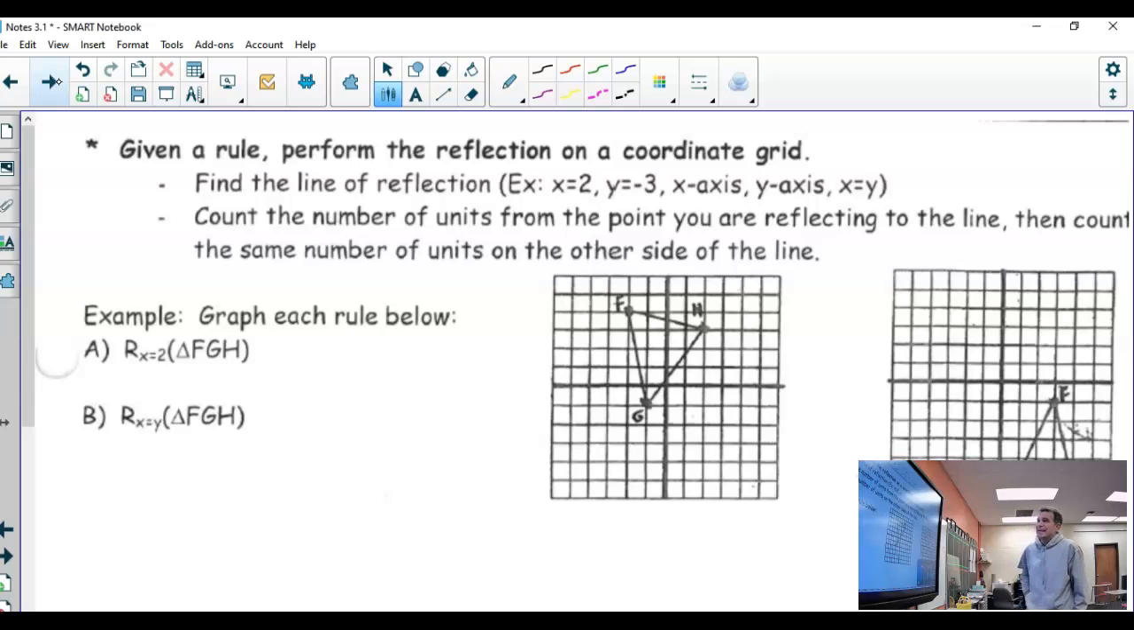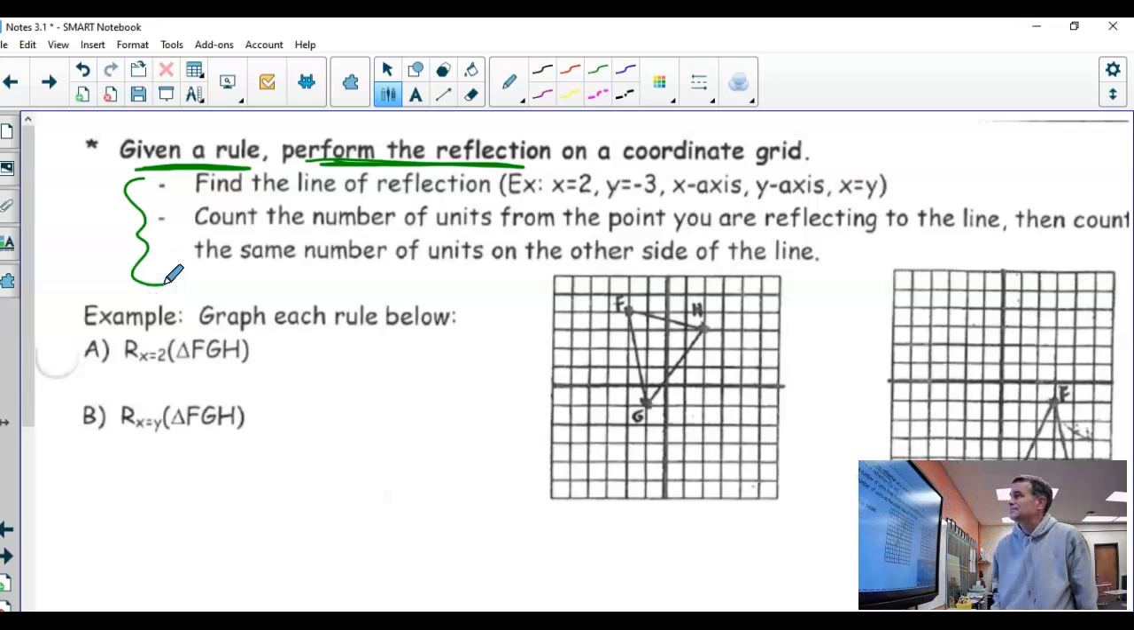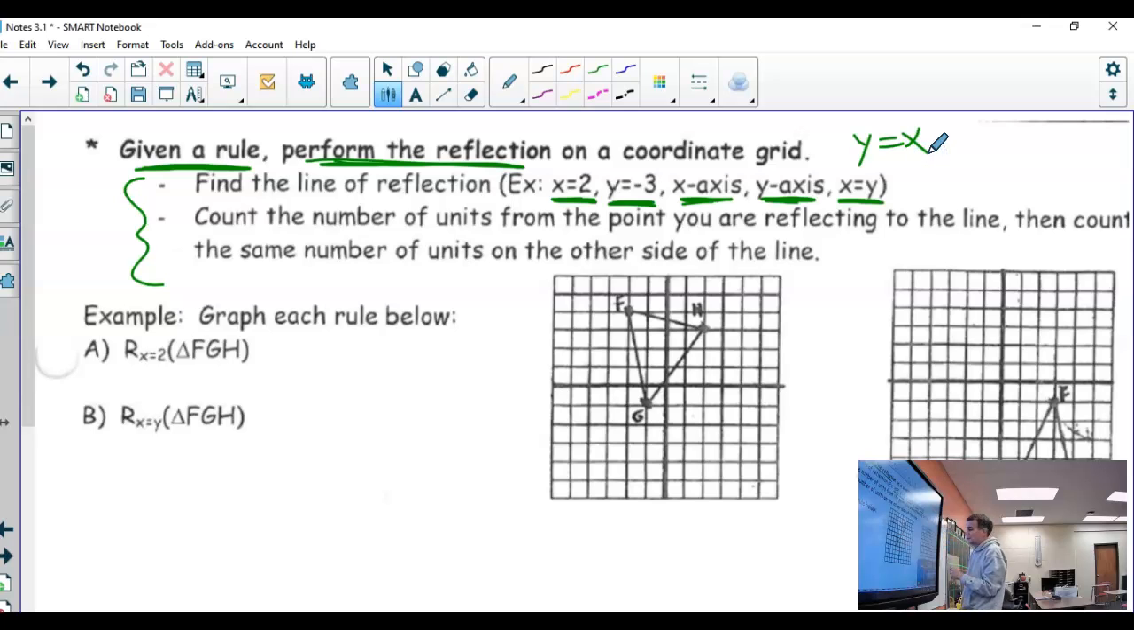All right, so here I have given you a couple examples where I have given you a rule. You have to perform the reflection. And here I've kind of given you notes how to do it. So the first thing you want to do is find the line of reflection. Typically, the line of reflection will be a vertical line, like x equals 2, a horizontal line, like y equals -3. It could be one of the axes, the x-axis or the y-axis, or we only do one somewhat difficult line in Math 1, and it's this one, or the opposite of that one. I'll show you sometime. So this is a line. Think about this. It's the line y equals x. I wish I had written it that way in the first place.